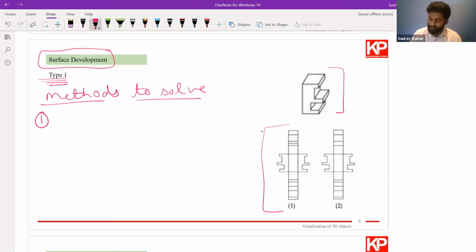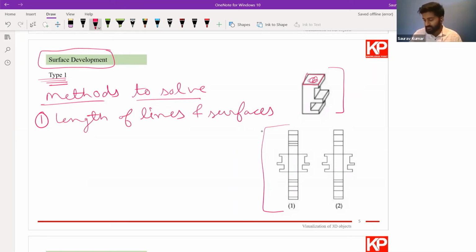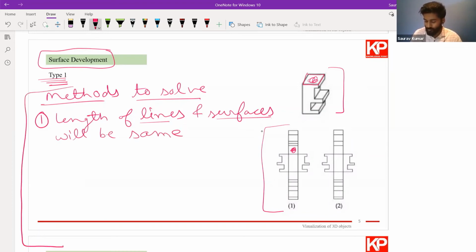Lines and surfaces. I'm saying surfaces because you see the top part of it. So the size of this surface will be the same as in the option. Say if this is the top surface, both of them would be of the same size. You can just note down these key points that I'm telling you, which you need to keep in mind while solving the questions.